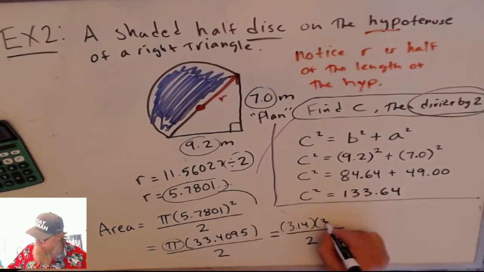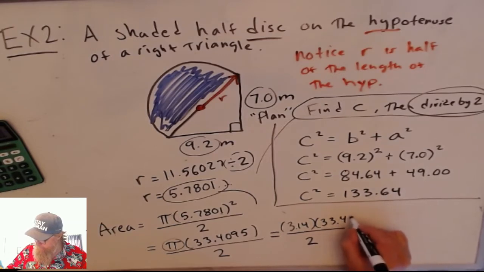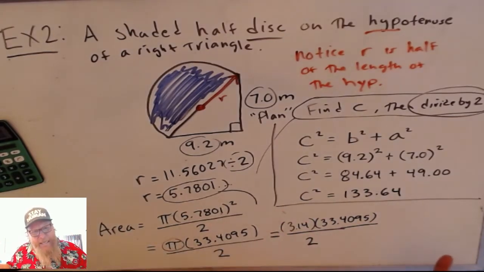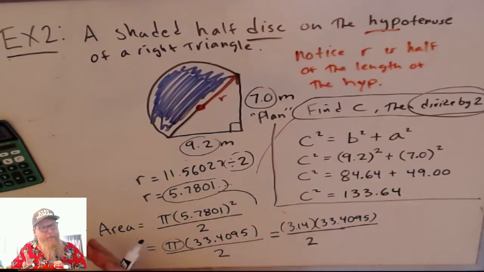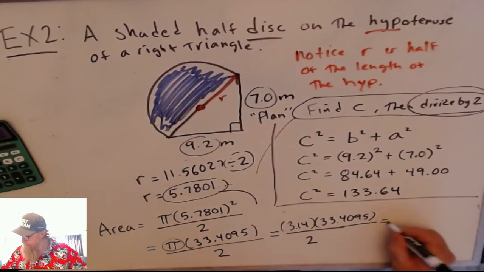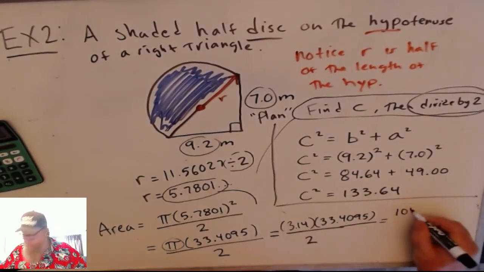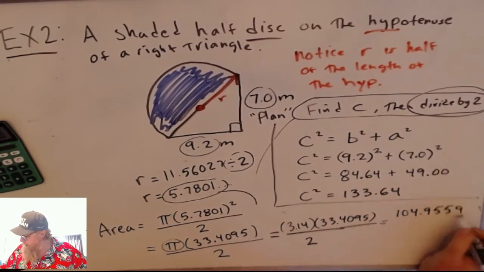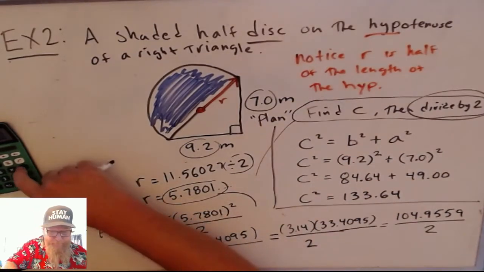So I'll put that in my notes here, but when you're calculating decimals, it's always better to have too many decimals and then round them later than it is to be cheap at the beginning and not use enough. So you're going to multiply that. I got 104.9559 divided by 2.